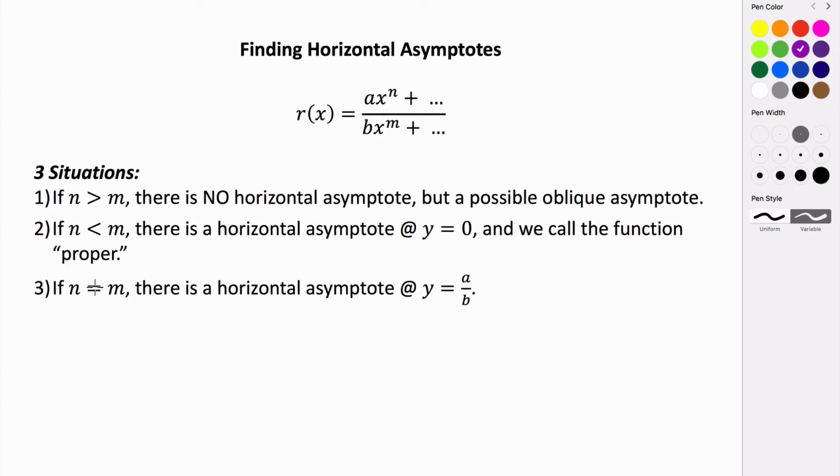And then the last case is if the degree of the numerator and denominator are equal. Again, there is a horizontal asymptote, and it's going to be the equation y equals a divided by b. It's the coefficient of the highest degree term in the numerator divided by the coefficient of the highest degree term in the denominator. That's going to be the equation for our horizontal asymptote in that situation. Let's go ahead and try a couple of examples of this.